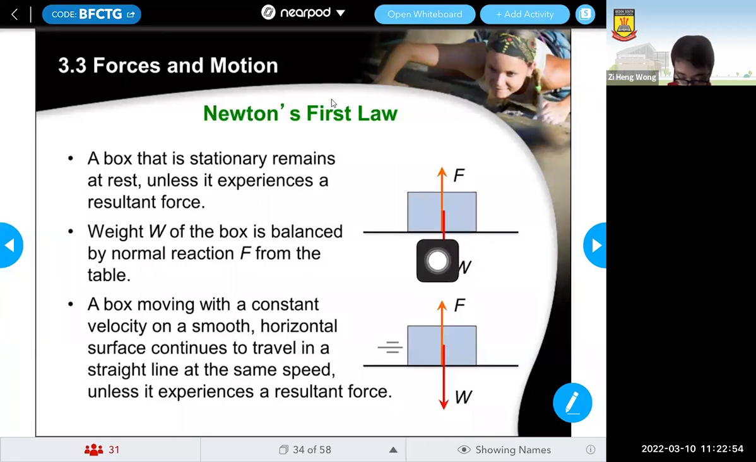So let's say it's moving at a constant speed on a smooth horizontal surface, you just continue to travel in a straight line at the same speed, unless there's a resultant force.